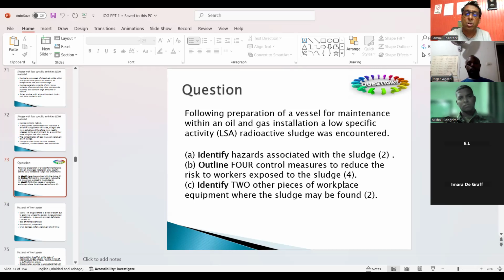Identify 2 other pieces of workplace equipment where the sludge may be found. So they mentioned a tank here. You could probably go to the wellhead or maybe some sort of collection pit wherever you have oil and water settling or gathering. If it is a holding pit, like a bund, B-U-N-D, you'll find sludge inside there.